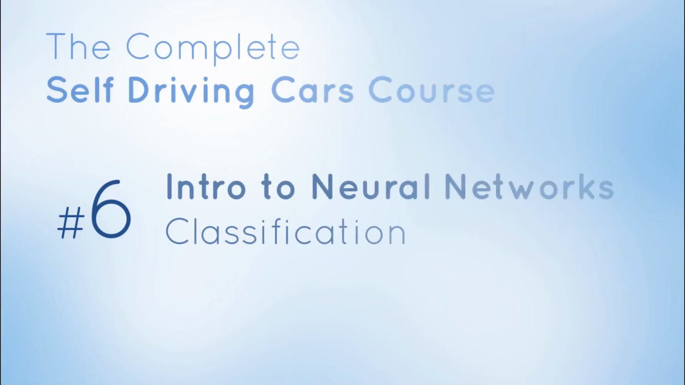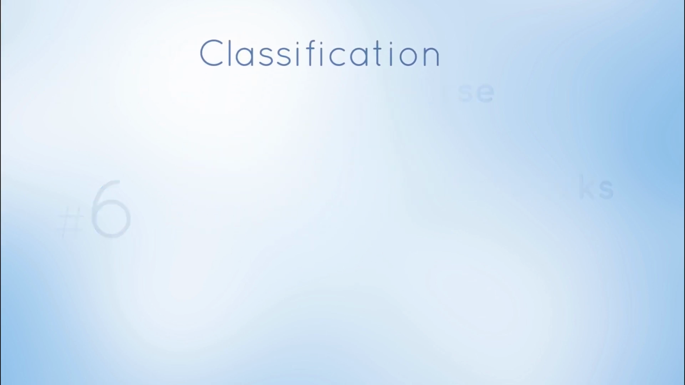Welcome to lesson number 3. In the last lesson, we went over linear regression, a very popular supervised form of machine learning. Now we'll cover another form of supervised learning which we'll encounter all throughout this course, and that is classification, a very important concept in self-driving cars.